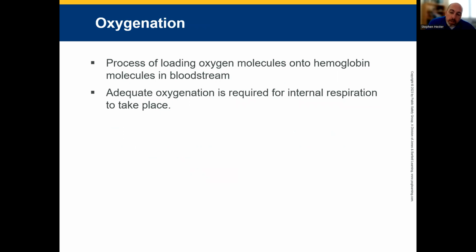So oxygenation occurs by the process of loading oxygen molecules onto the hemoglobin molecules in the bloodstream, and then adequate oxygenation is required for internal respiration to take place. So this is why when we have a hypovolemic episode or shock or some type of bleed, our hemoglobin becomes depleted, so our oxygen carrying capability becomes depleted also.